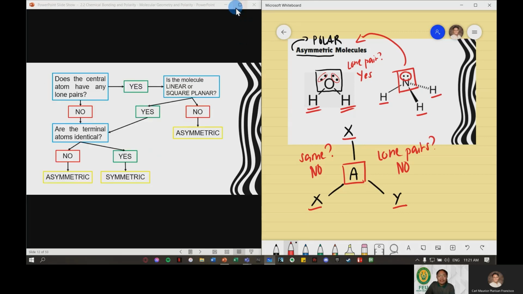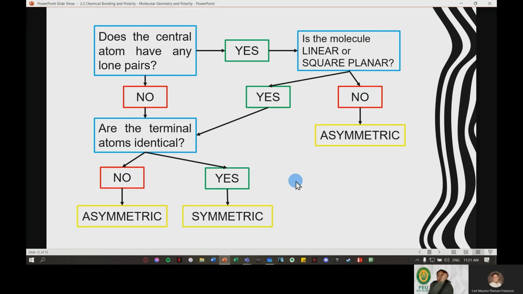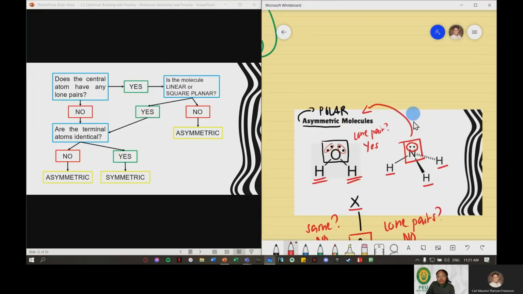Now, this is a short summary or conditional statements on how we can identify symmetry among molecules. You can start with this question, like say for example, does the central atom have any lone pairs? If your answer is no, it doesn't have any lone pairs, you have another question. Are the terminal atoms identical? And then so on and so forth. So let us apply this particular conditional statement.